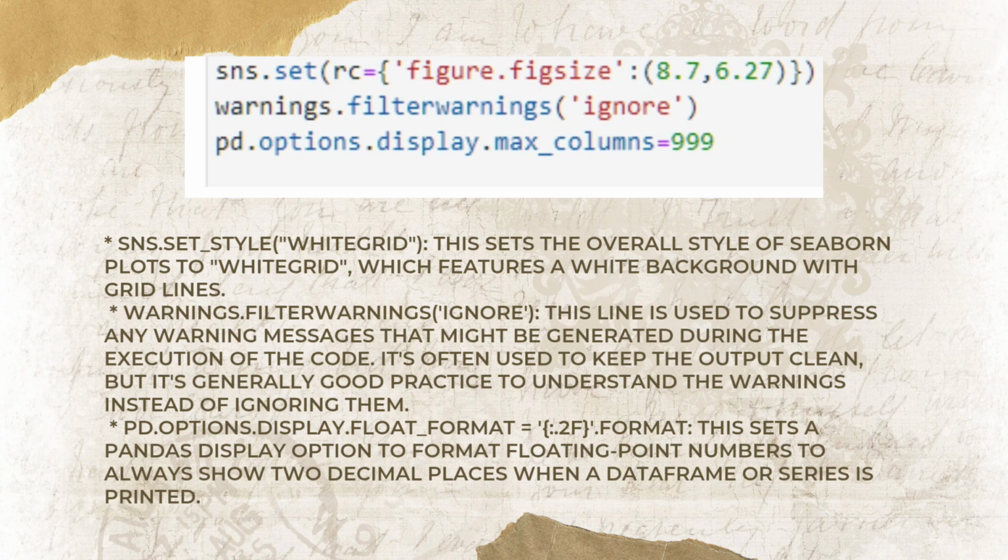sns.set_style, white grid. This sets the overall style of seaborn plots to white grid, which features a white background with grid lines. warnings.filterwarnings, ignore. This line is used to suppress any warning messages that might be generated during the execution of the code. It's often used to keep the output clean, but it's generally good practice to understand the warnings instead of ignoring them. pd.options.display.float_format equals .2f format. This sets a pandas display option to format floating point numbers to always show 2 decimal places when a data frame or series is printed.